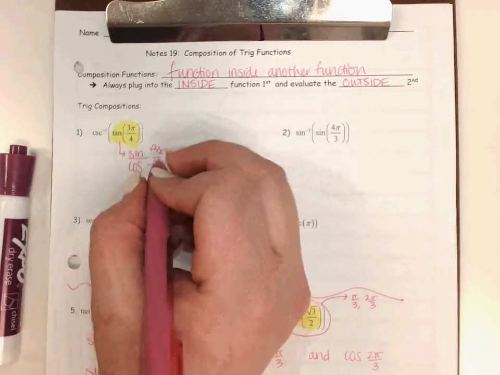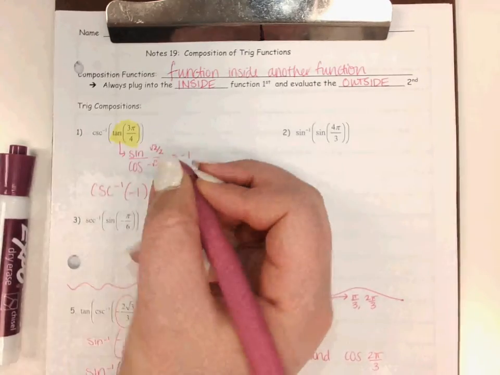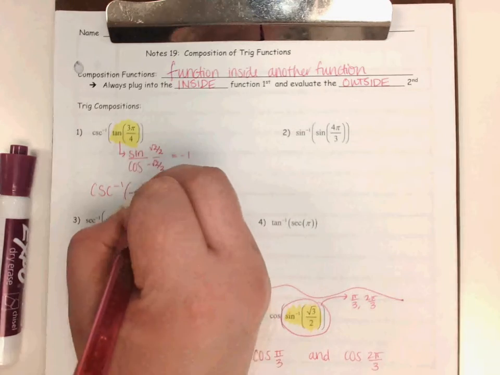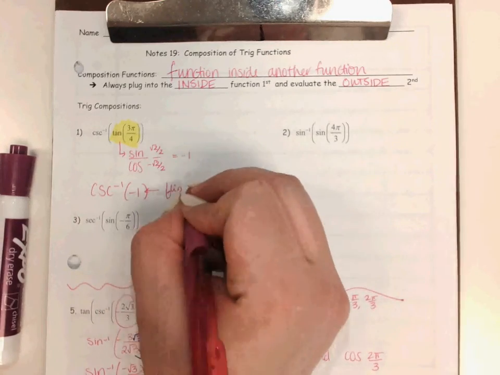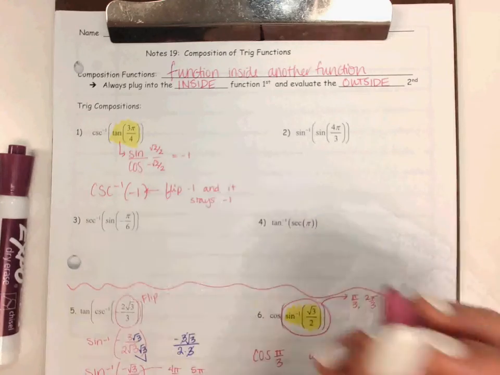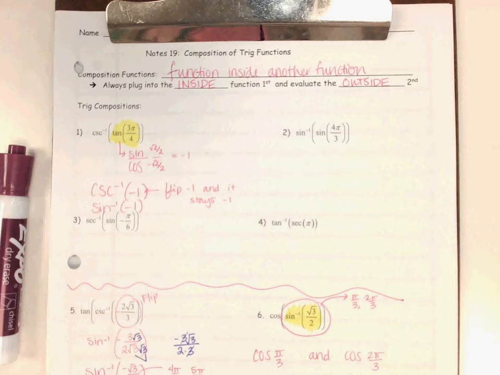What am I going to do with negative 1 next? Plug it into the outside function, which is cosecant. And remember that cosecant is sine, I just have to flip the middle. But what's negative 1 if I flip it? Still negative 1. So remember that if I want cosecant, flip negative 1, and it stays negative 1. So I want inverse sine of negative 1. Where is inverse sine going to come out to be negative 1? Y value, 3 pi over 2, yep.